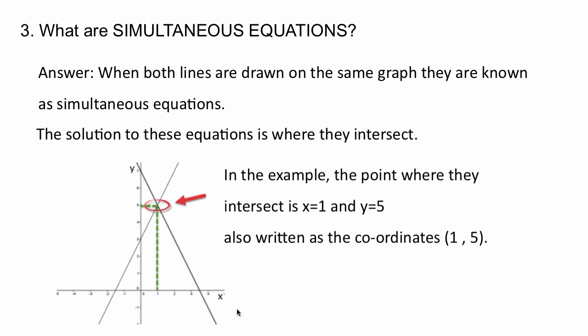So here's an example of simultaneous equations. There are 2 occurring at the same time on the same xy axis, and the point where they cut is known as the solution to the 2 simultaneous equations. And in this case, they cut where x is equal to 1 and y is equal to 5. So we say that the solution to the simultaneous equations is x equal to 1 and y equal to 5, or if you like, the point, the coordinates, 1 and 5.